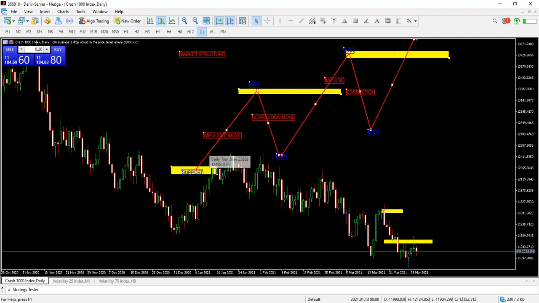Yeah. Now this movement is called impulse, correction, impulse, correction, impulse. That's how the market moves. Now, this is the movement of the market. Abi? Yes. Good. Now, let me delete these things here.